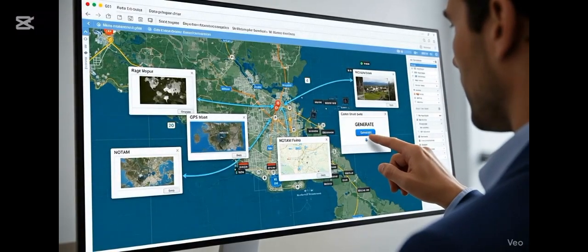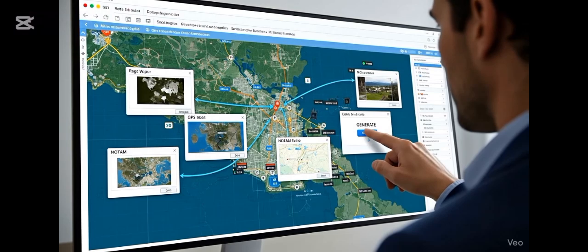The subject is reading the flight route from the northeast to the southwest.